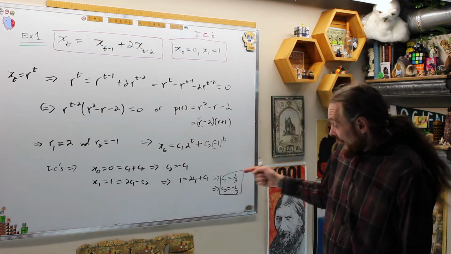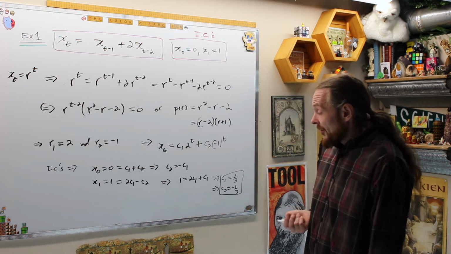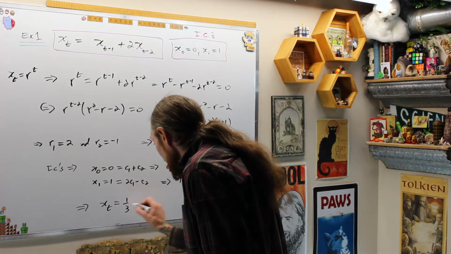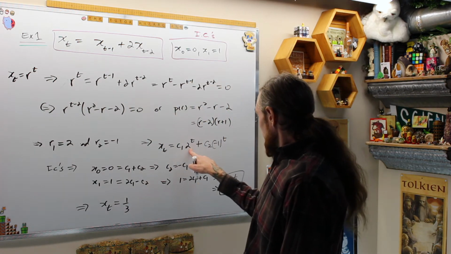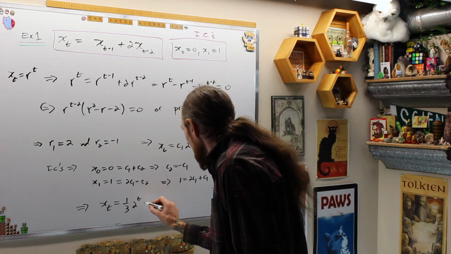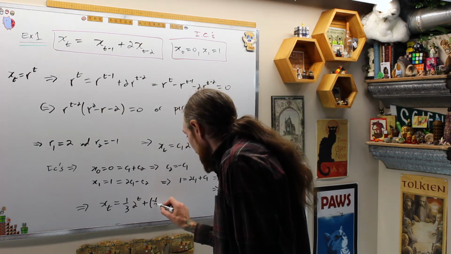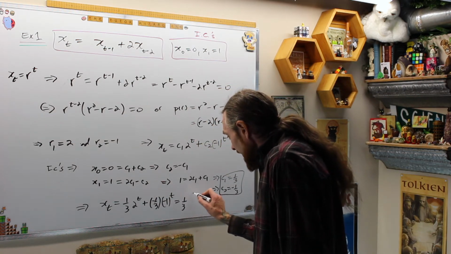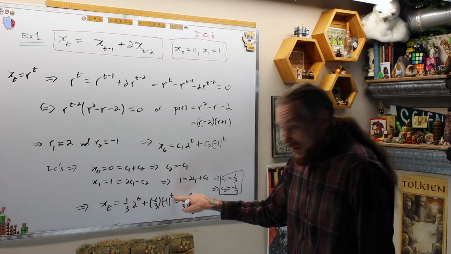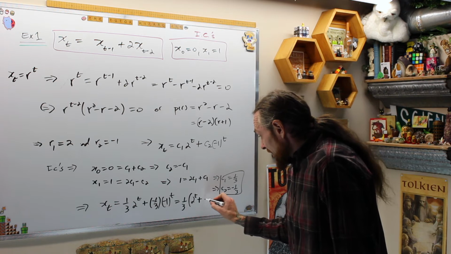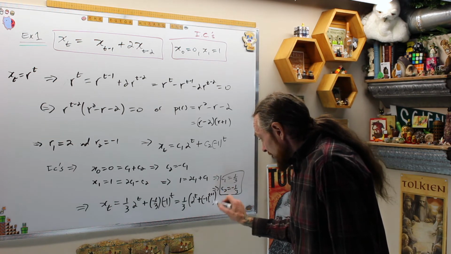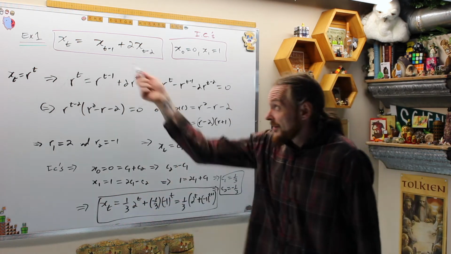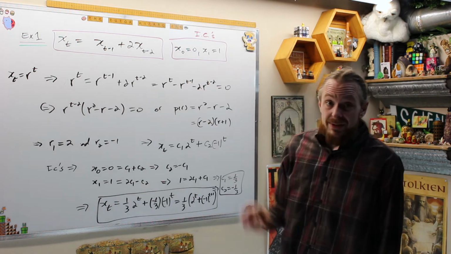Therefore, I have my coefficients, now that I used my initial conditions to find them, and I get that the general solution is x_t is equal to 1/3 times 2 to the t plus -1/3 times -1 to the t, which I can write cleverly as 1/3 times 2 to the t, and this negative I'm going to put into the exponent, so that will be plus -1 to the t plus 1. This is the explicit closed form general solution to this second order constant coefficient homogeneous difference equation.